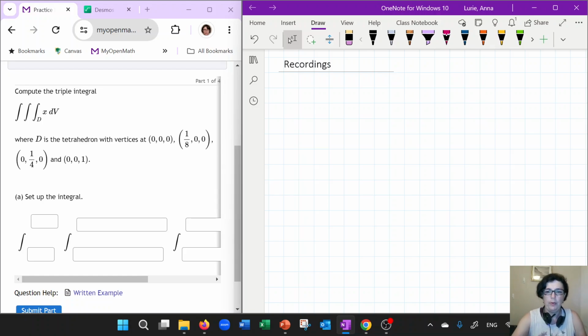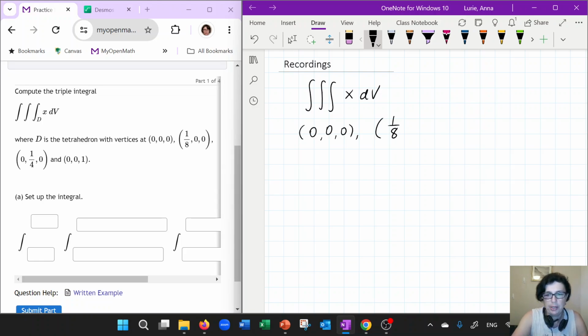Guys, in this video we are going to compute probably one of the hardest cases here, which is a triple integral over a tetrahedron of x. Now the tetrahedron has vertices 0, 0, 0, so it goes through the origin. Also the x-intercept is 1/8, the y-intercept is 1/4, and the z-intercept is 1.